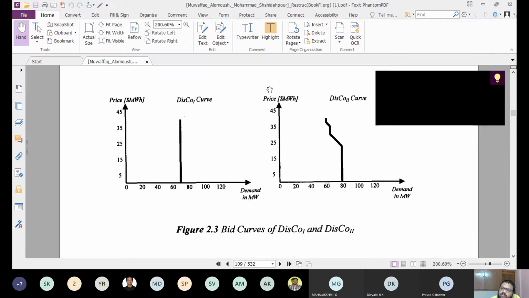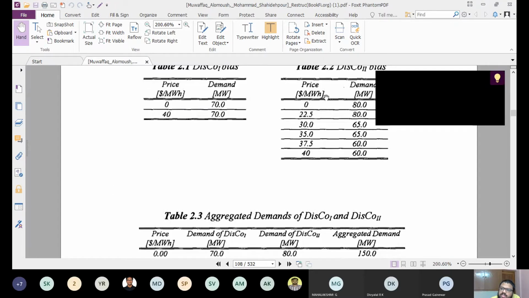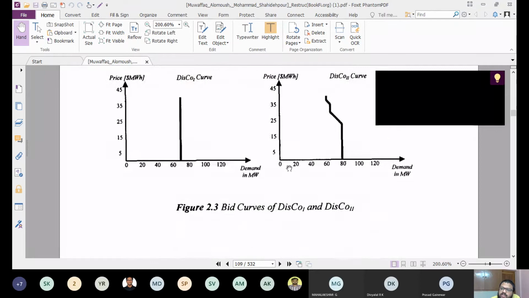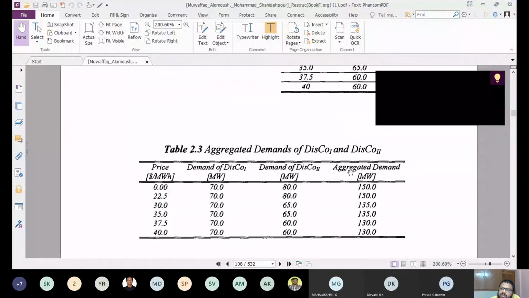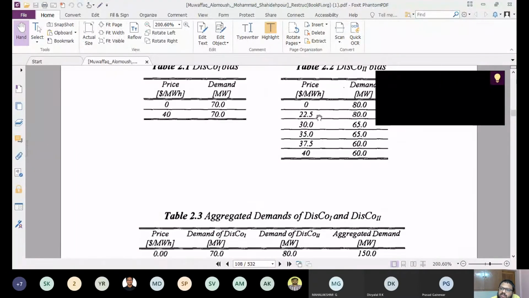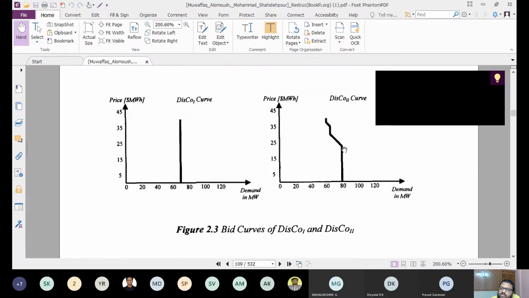Okay, so now for DISCO 2, what's the range? Initially 0 to 22.5, 80 megawatts, right? You can see here, from 0 to 22.5, 80 megawatts, right? Now from 22.5, the price is increased to 30 and the demand is decreased from 80 to 65, right? This is 30, and the load has decreased to 65, right?